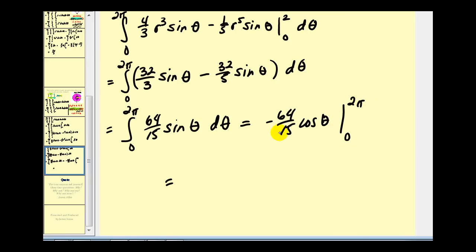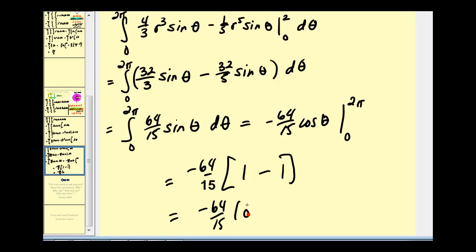Now the result here is going to be a little bit unexpected. We're going to have negative 64/15 and then cosine 2 pi would be equal to 1, and then cosine 0 is also equal to 1. So the result is negative 64/15 times 0, which is equal to 0. And that's going to do it for this video.